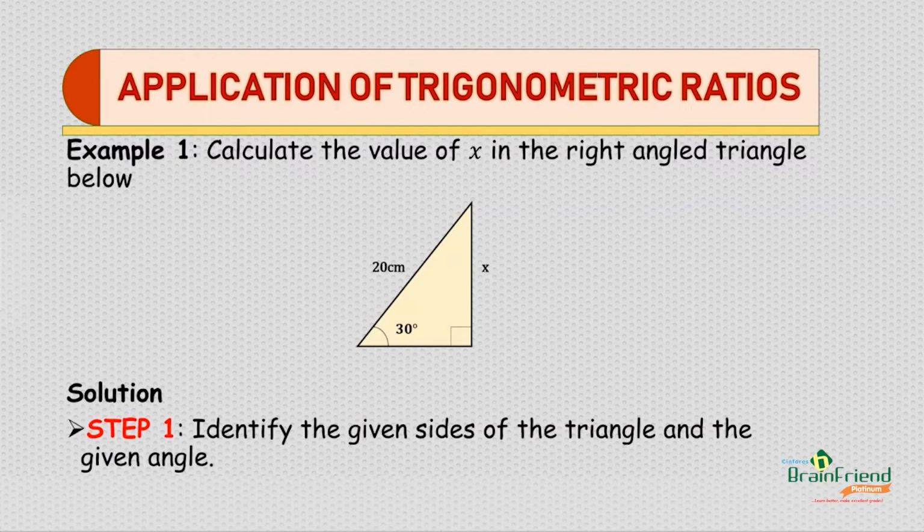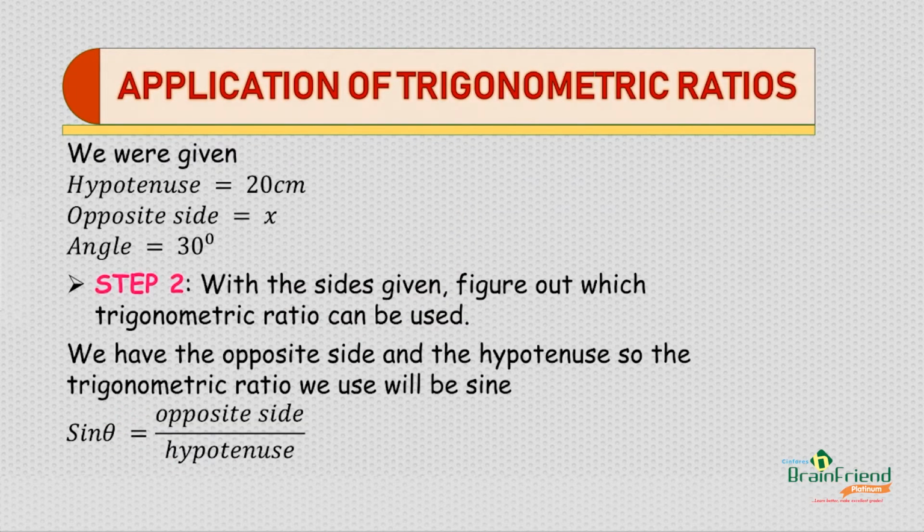Example 1. Calculate the value of x in the right angle triangle below. Now step 1, we identify the given sides of the triangle and the given angle. Now in the triangle, we were given the hypotenuse to be 20 centimeters. The opposite side is x and the angle given is 30 degrees. Step 2, with the sides given, figure out which trigonometric ratio can be used. Now you can see that we have the hypotenuse and the opposite side. So if we go back to SOHCAHTOA, we will know that the trigonometric ratio to be used is sine, because sine is equal to opposite side over hypotenuse.